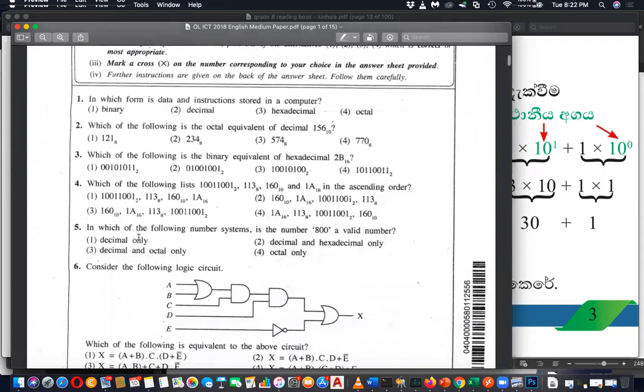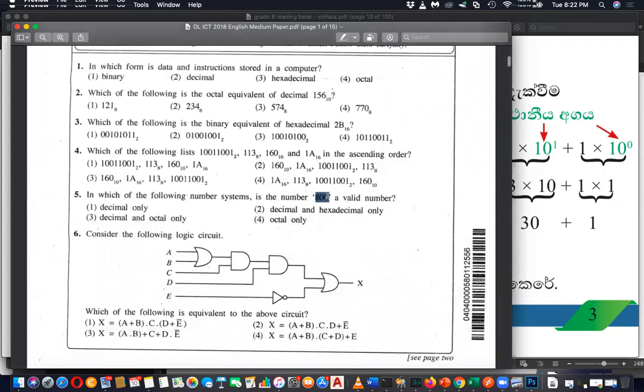Then it is asking which is valid, 800? Is it valid in decimal? Yes, 8 is valid in decimal. Is it valid in decimal and hexadecimal? Decimal, yes, it's valid. Decimal and octal? No, in octal you don't have 8. Octal only? No, in octal you don't have 8. So the answer is 2. Likewise, it's easy to find the answer for that as well.